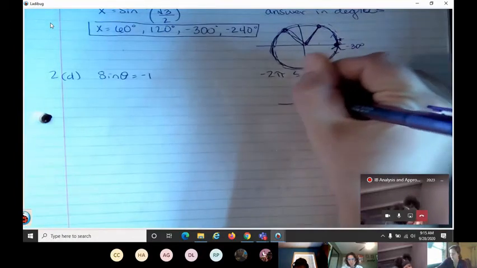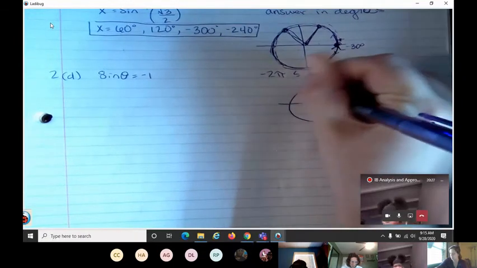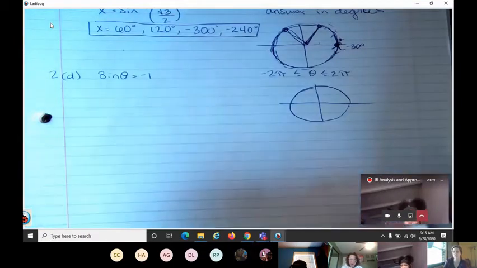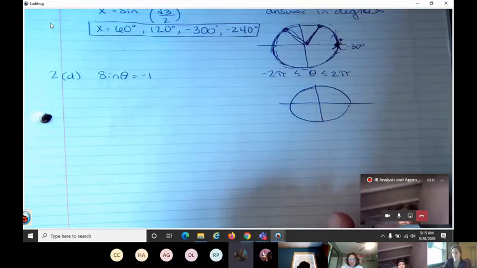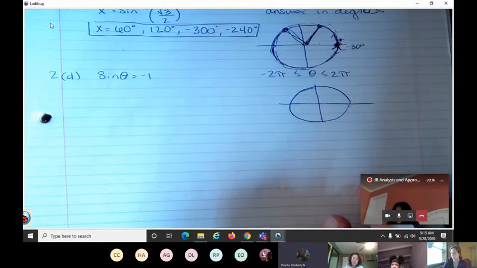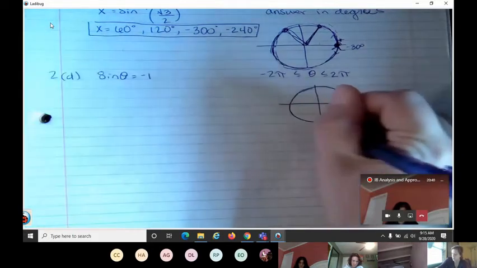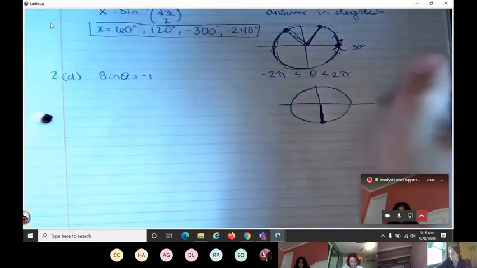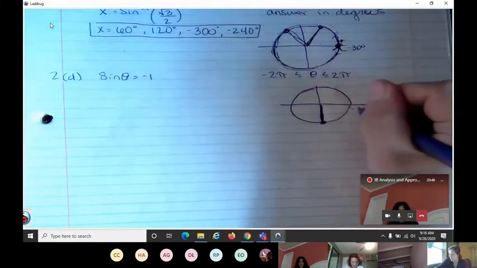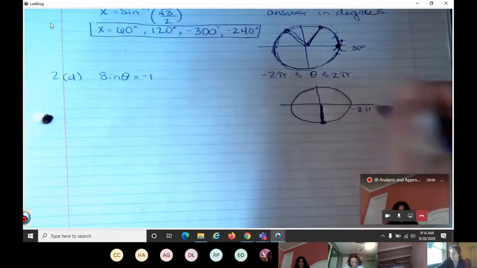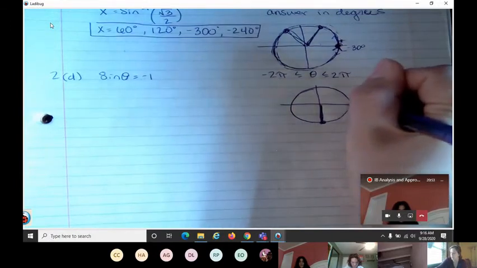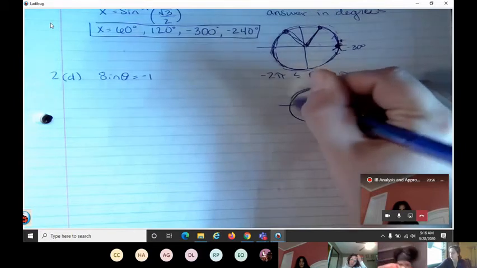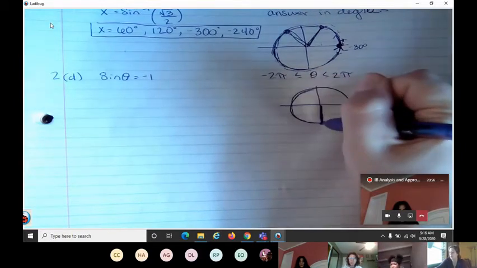So if I drew out a circle, where would the y value be -1? Like in radians? Sure, that's fine. 3 pi over 2. Right, so we're at -1 right here. Okay, but our domain starts at -2 pi and is going to go, so it starts here at -2 pi and it's going to go all the way around. So this is going to be a negative angle value when I hit it first, right?